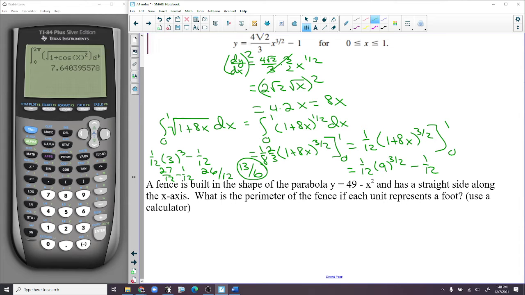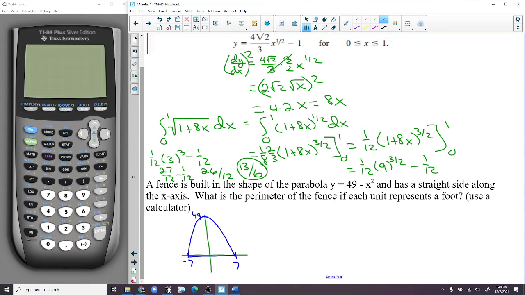Next one, a fence is built in the shape of a parabola, 49 minus x squared, and has a straight side along the x-axis. What is the perimeter of the fence if each unit represents a foot? I just mentioned we're using a calculator to do this, so I don't have to stand up here and decide if we can do this by hand or not. So we have -7 and 7, and maybe up here at 49. And here's the parabola. And then here's the other side of the fence right there. Along the x-axis, there's kind of this straight fencing. But that's a horribly not to scale graph.